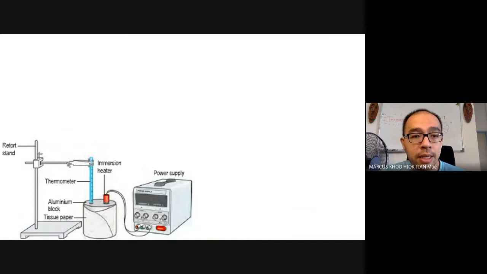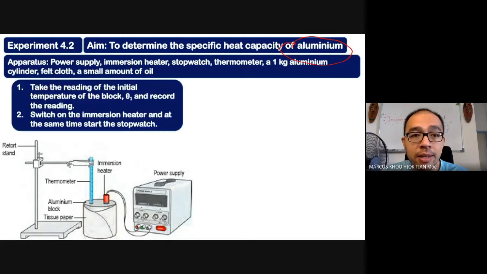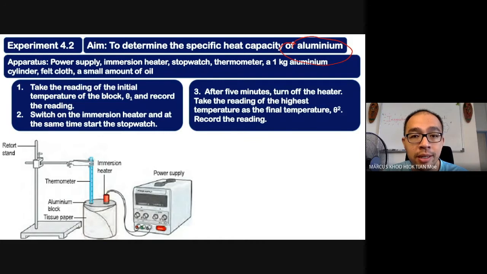The second experiment is the same, except that this is to determine the specific capacity of aluminium. Not the American pronunciation, aluminium. The specific capacity is almost the same, and even the steps are about the same. You take the initial temperature, then you switch on the immersion heater and it will become hot. After 5 minutes, you turn off the heater and you take the highest reading possible. There's a reason for this. Then after that you do a few calculations to calculate the value of C.